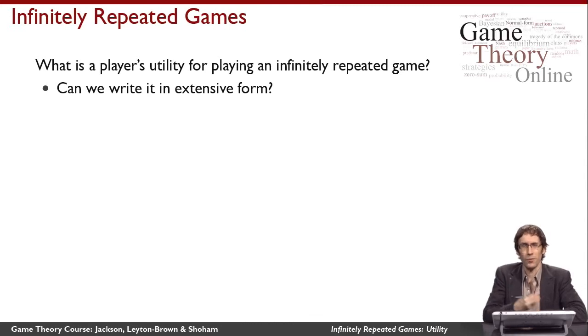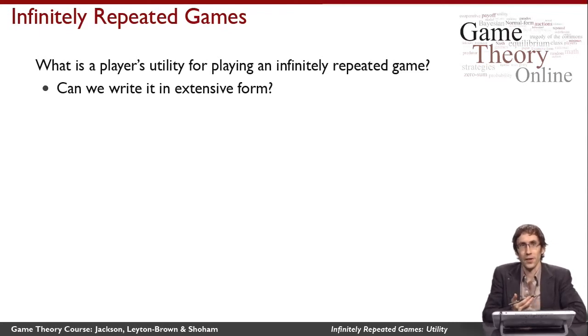gotten. But if we want to reason about this game, we can't really reason using utility theory about an infinite sequence. We instead have to take this sequence and turn it into a single number that talks about the utility that the player has for having played this sequence. And so how do we do that? What's the right way of thinking about that?